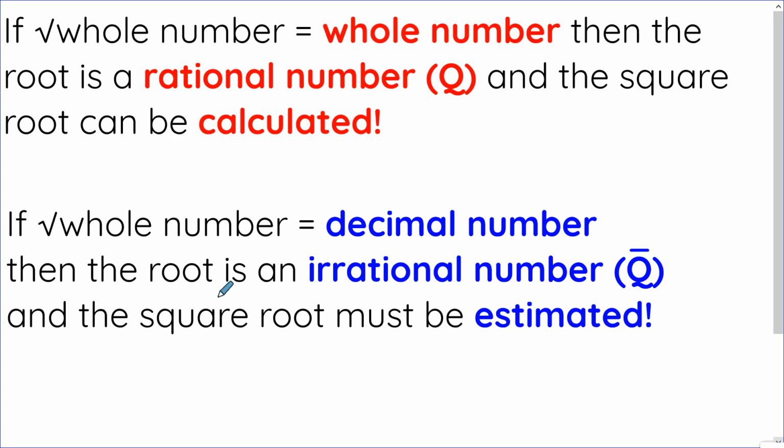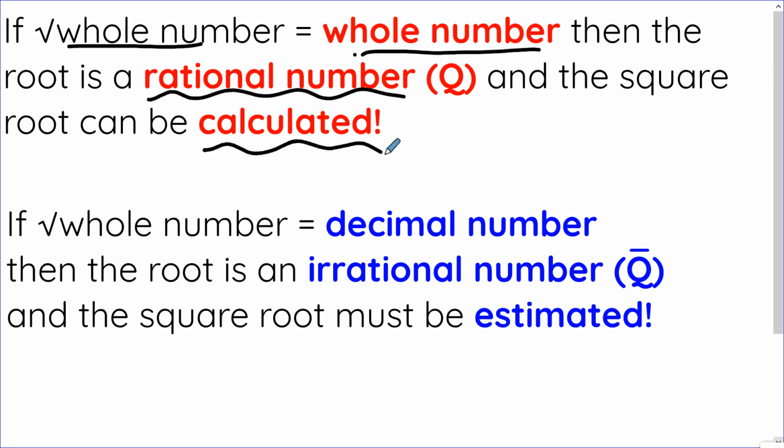So far what we've been doing is taking and calculating square roots. Here's what a calculation of a square root looks like. I take the square root of a whole number and I get a whole number answer. Therefore, I can say the root is rational and I have calculated it. For example, the square root of 9 is 3.